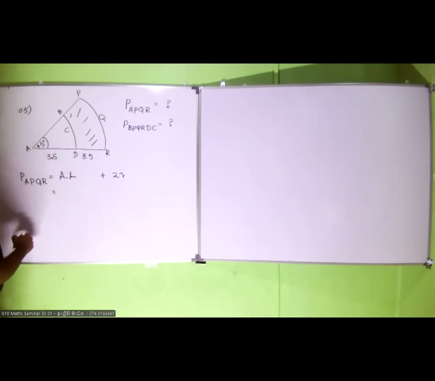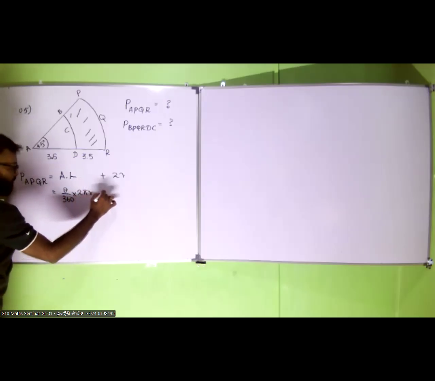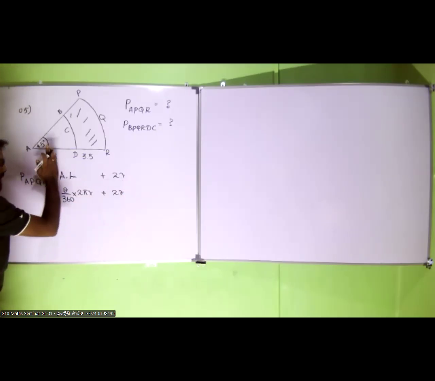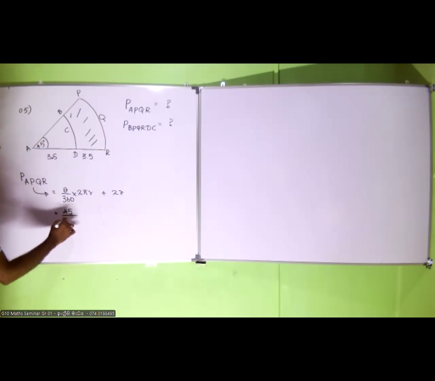So how to find the arc length? Theta divided by 360. 45 divided by 360, multiplied by 2πR. Or else you can write the equation first: theta divided by 360 multiplied by 2πR plus 2R. Instead of this arc length thing, you can directly write this as L. So then substitute theta 45 divided by 360 times 2πR.